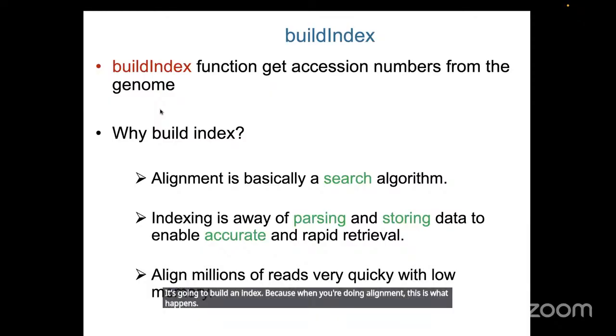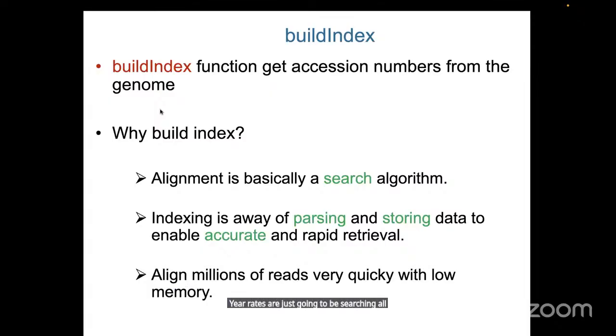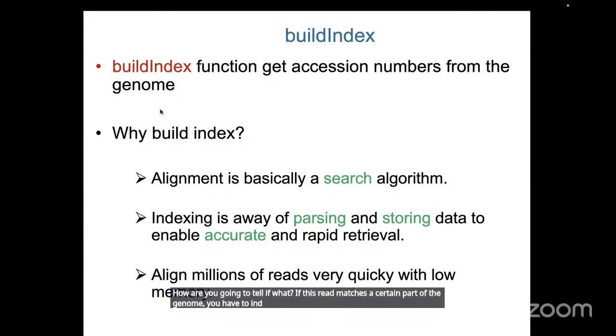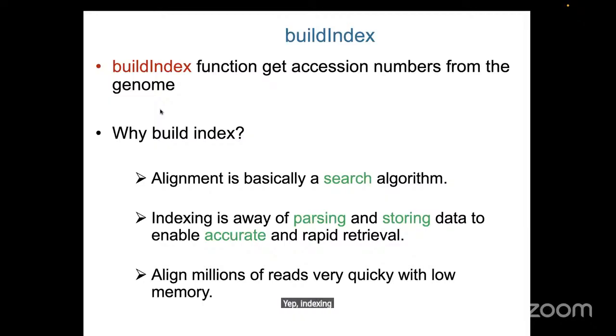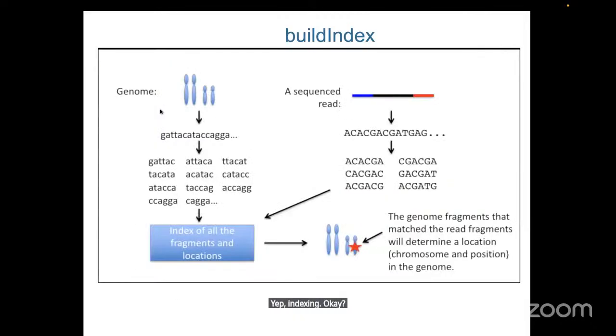Your research is just going to be searching all this genome, okay? So when you search all this genome and they say a match, how are you going to tell if this read matches a certain part of the genome? You have to index it. You have to index it, okay? So this is what we watch in the video. Why do you do the indexing?